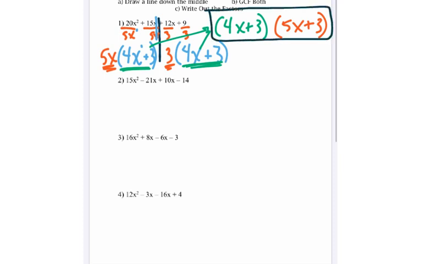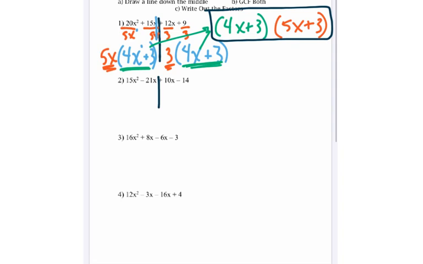So now if we compare this to what we did last week, 4 times 5 is 20x squared. 3 times 5 is 15 with an x. 4 times 3 is 12x. 3 times 3 is 9. Okay, so it's the opposite of double distributing that you did last week. It's called factoring. Let's do a couple more.